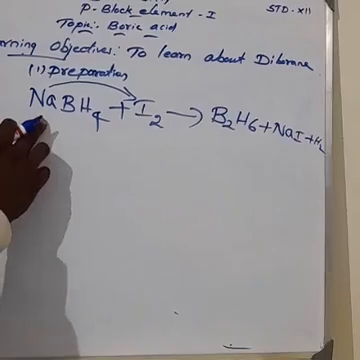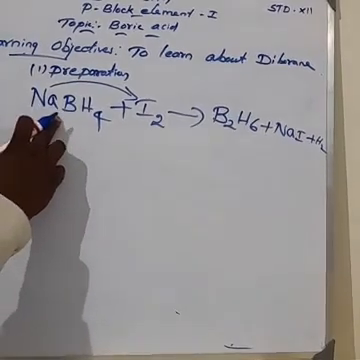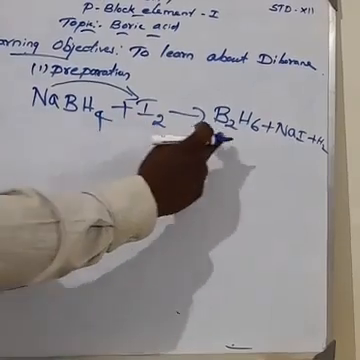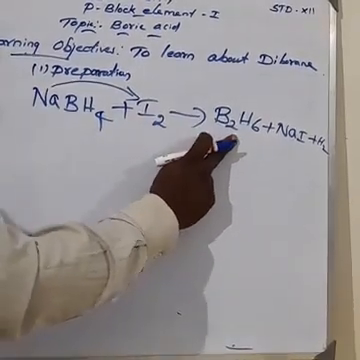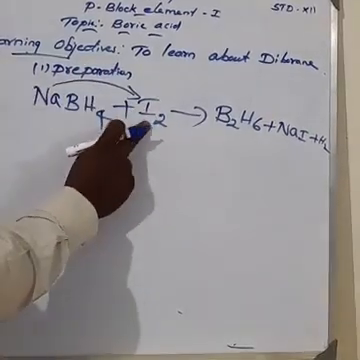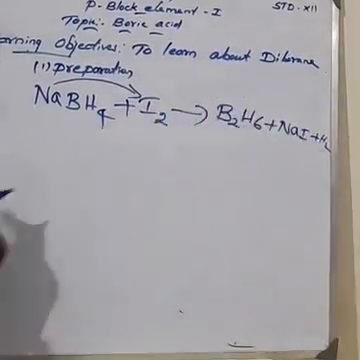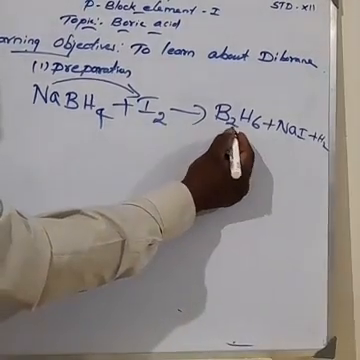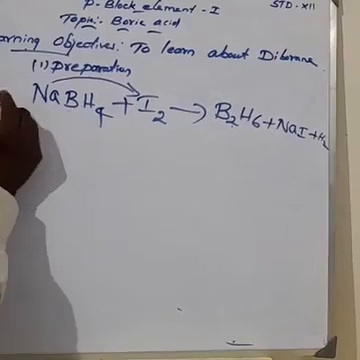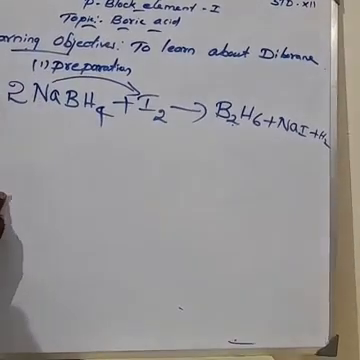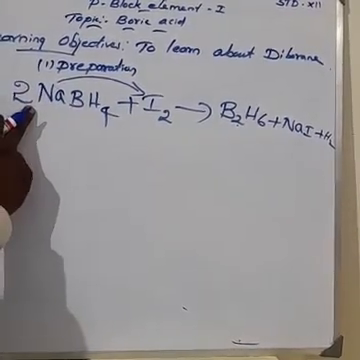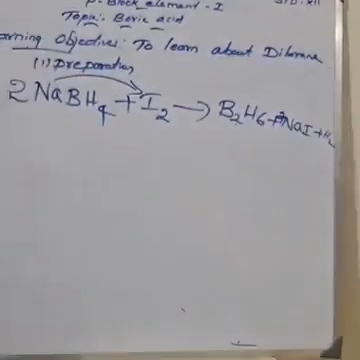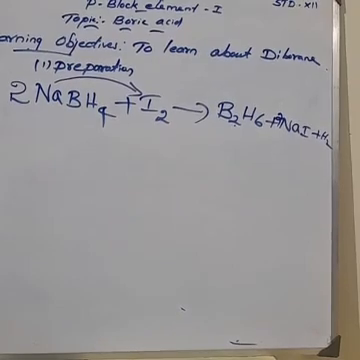Okay. What is the first one? Sodium borohydride reacts with iodine, we get diborane, B2H6. And the sodium combines with the iodine to form NaI. And also we get hydrogen. How can we balance the equation? Here there are 2 boron, here only 1 boron, so make it 2 here. Also sodium, there are 2 sodium, make it 2 NaI. Now the equation is balanced.